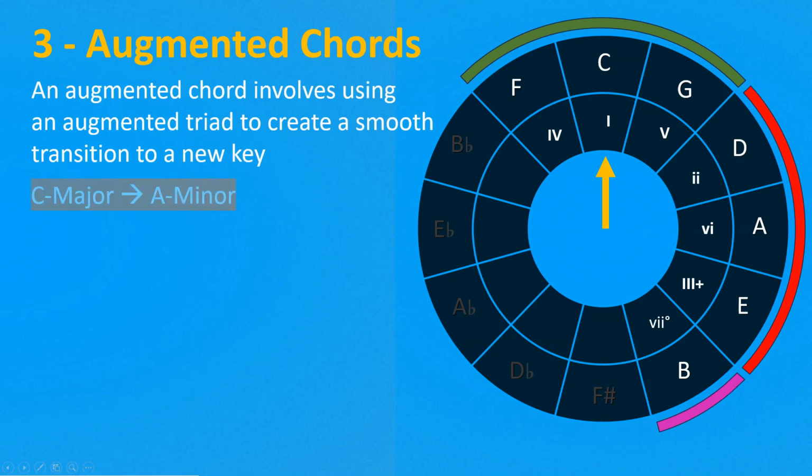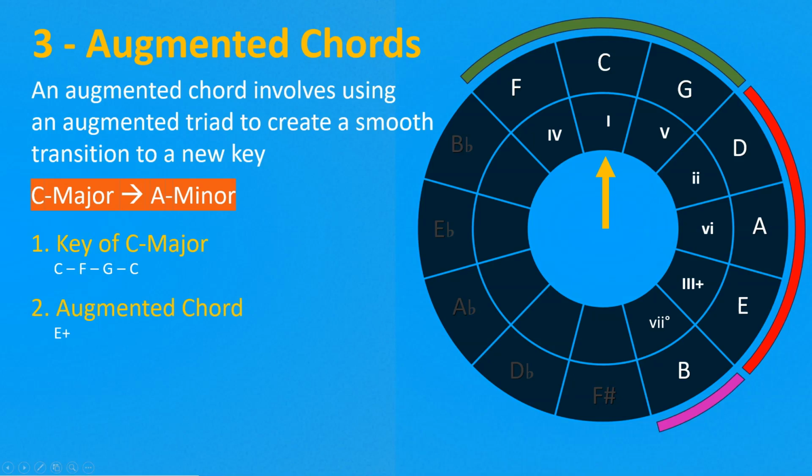Let's see an example. We want to modulate from C major to A minor. Let's take the progression in C major with the 1, 4, 5, 1 pattern. This establishes the stable and familiar sound. Then the E augmented chord is introduced, which functions as a leading tone that resolves nicely into the next chord.